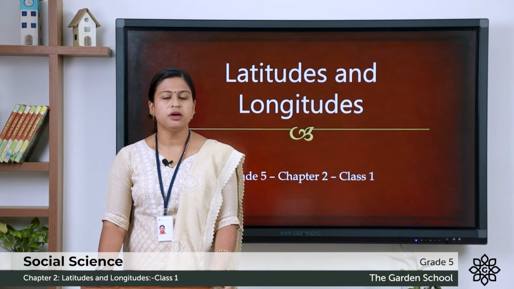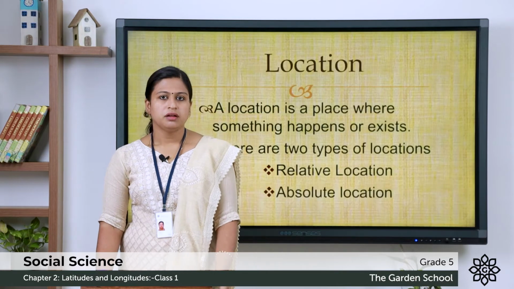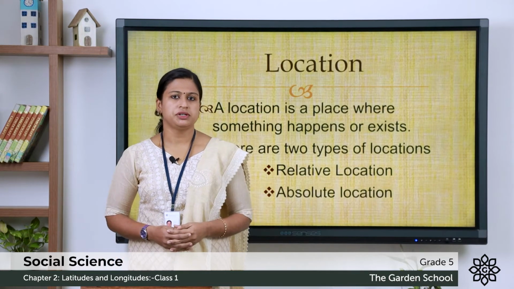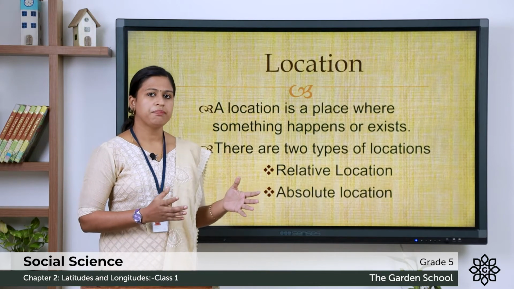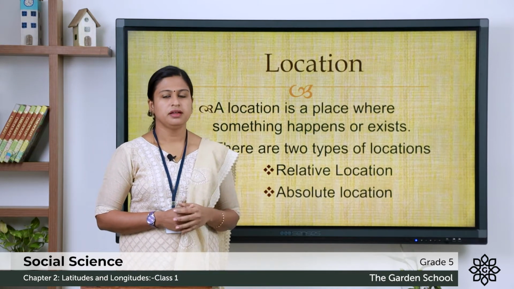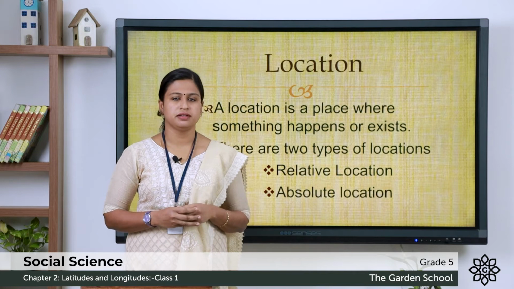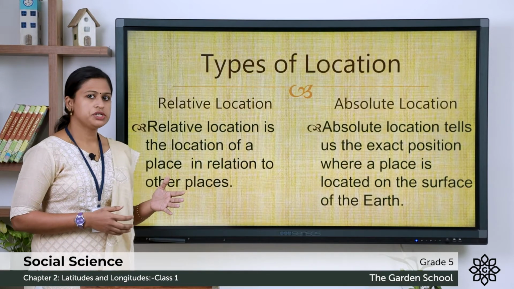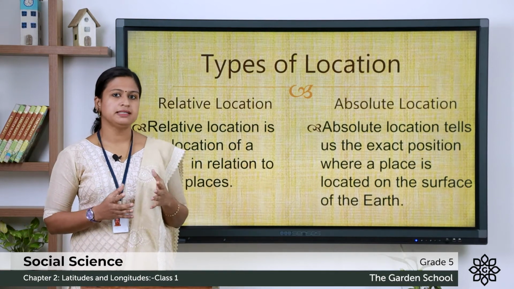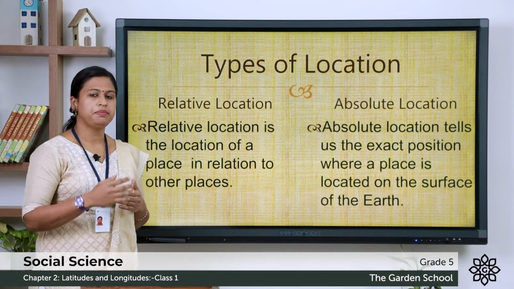Now let's move to page number 12. What is a location? A location is a place where something happens or exists. There are two types of locations, relative location and absolute location. Relative location is the location of a place in relation to another place.